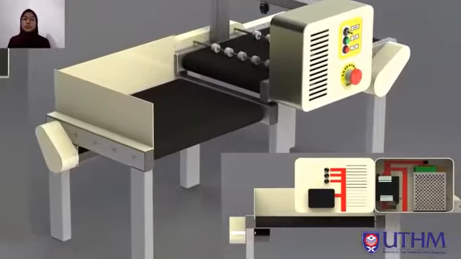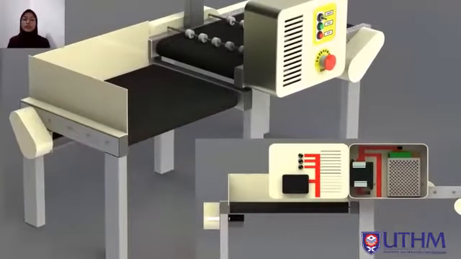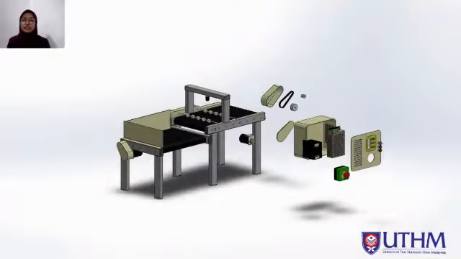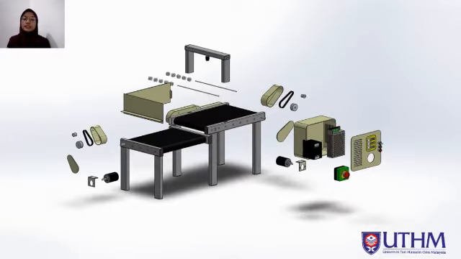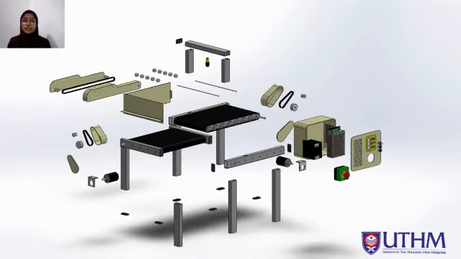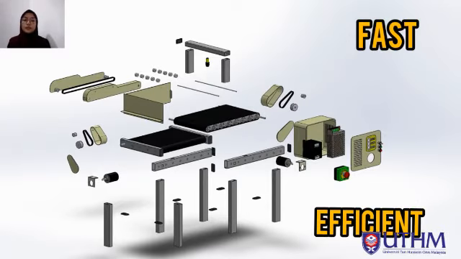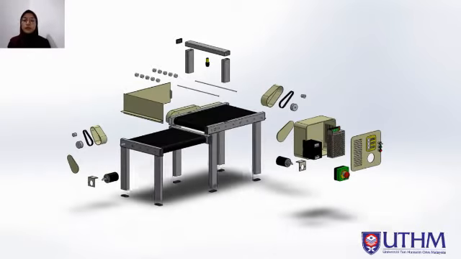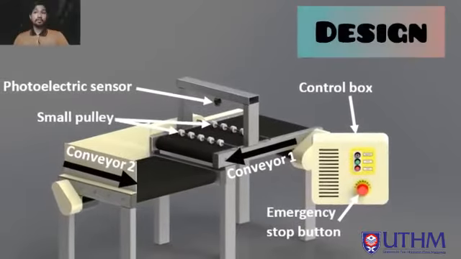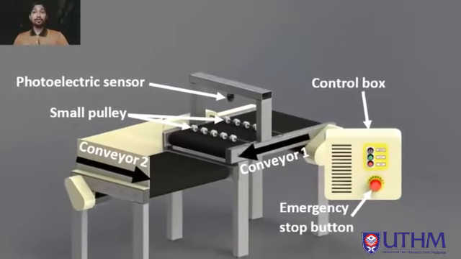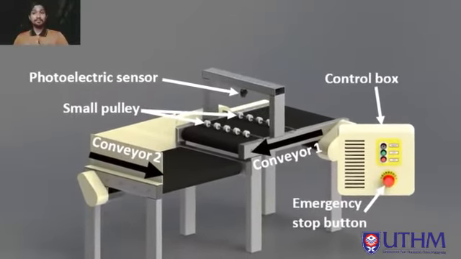Counting systems are mainly used for manufacturing operations in industry to determine the productivity of the production line. Automatic machines require a fast and efficient process without human effort. For the design of this machine, a conveyor is used as the main handling mechanism.